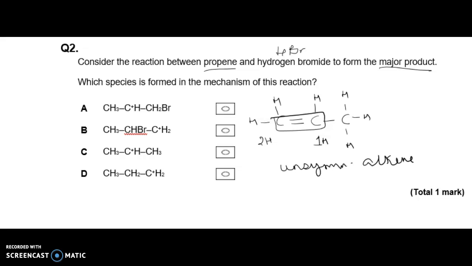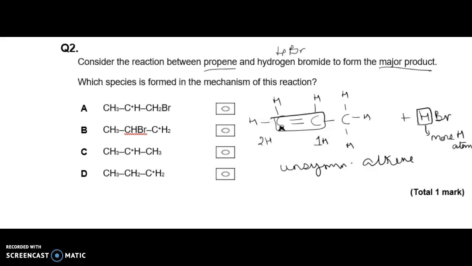If it is an unsymmetrical alkene, the addition reaction is such that the hydrogen of the adding HBr molecule will go to the carbon atom which has more hydrogen atoms. So that means in the first case, the hydrogen would attach itself to that carbon which has got more hydrogen.